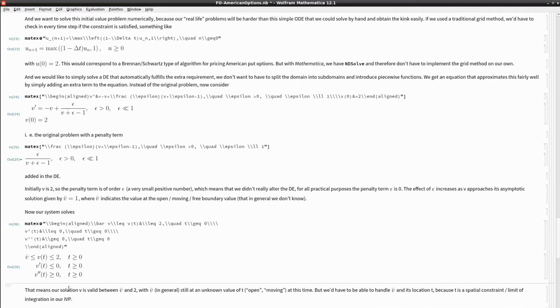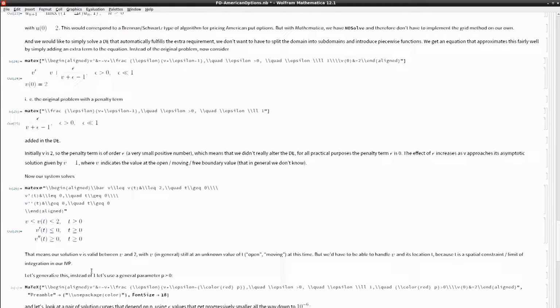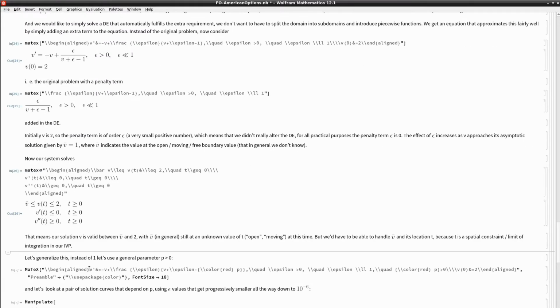But that means our solution v is valid between v bar and 2, with v bar in general still an unknown value of t, which is our open or moving boundary at this time. So we'd have to be able to handle v bar and its location t, because it is a spatial constraint limit of integration in our initial value problem. So we are still not done yet. We still have to solve it.